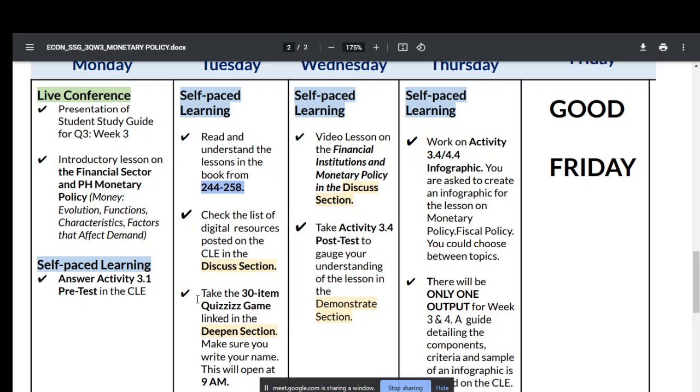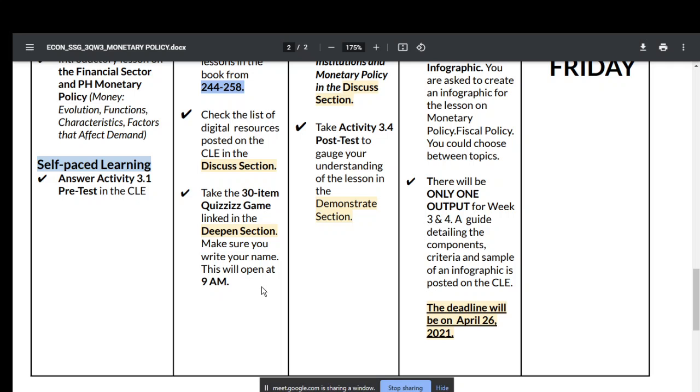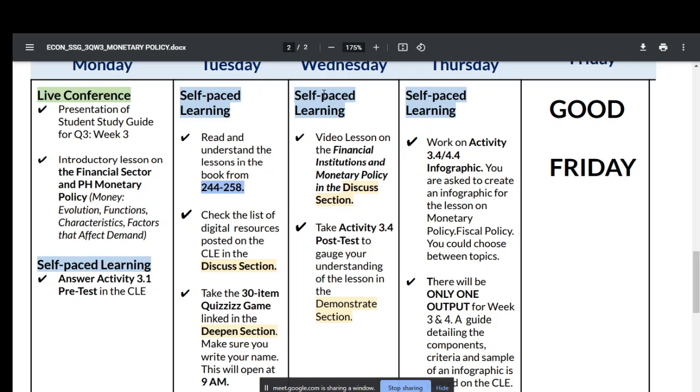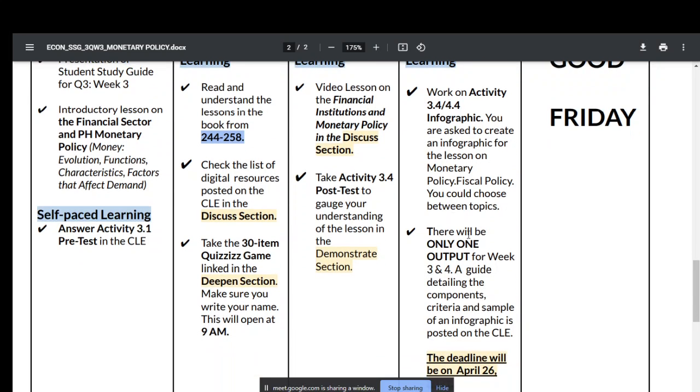Ayan. And for testing, para matest yung sarili nyo, hindi na tayo magla-live conference nito. Gagawa na lang kayo or iti-take nyo na lang yung 30 item na quizzes game for review by yourself. Ayan. So it's linked in the detailed section or it will be linked in the detailed section. And then you have your Wednesday self-paced na rin tayo panoorin yung video natin. And then you can also take the activity 3.4, which is the post-test.